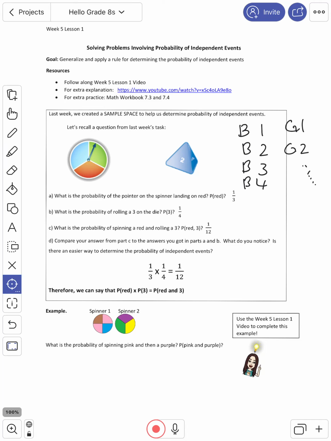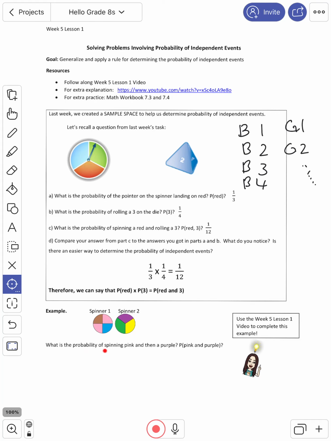But for this week, we're gonna notice that to get probability of red and 3, we actually are just multiplying this and this together. So we go 1/3 times 1/4 is equal to 1/12, and that was our answer here. Therefore, we can say that probability of red times probability of 3 gives us the probability of getting a red and then a 3. So we're gonna use this now to solve this example right here.